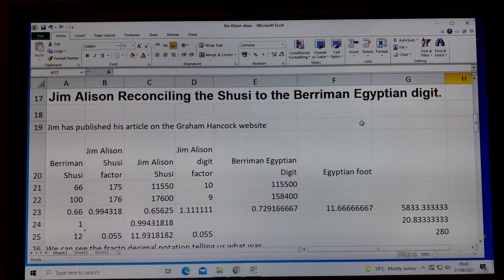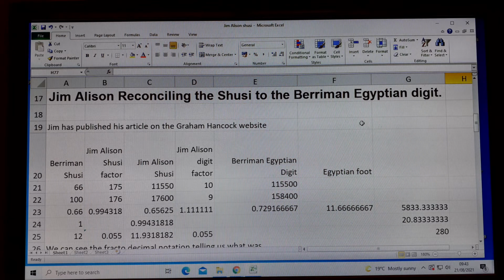I've had Berryman's book for a while, and I completely overlooked this. It's so obvious once it's pointed out. But I just want to go through Jim's workings. This is going to be really difficult because there's a lot of complex metrology in this. Jim's working at a really high level here, understanding the geodesy involved, the geodetic aspects of this work by Berryman.